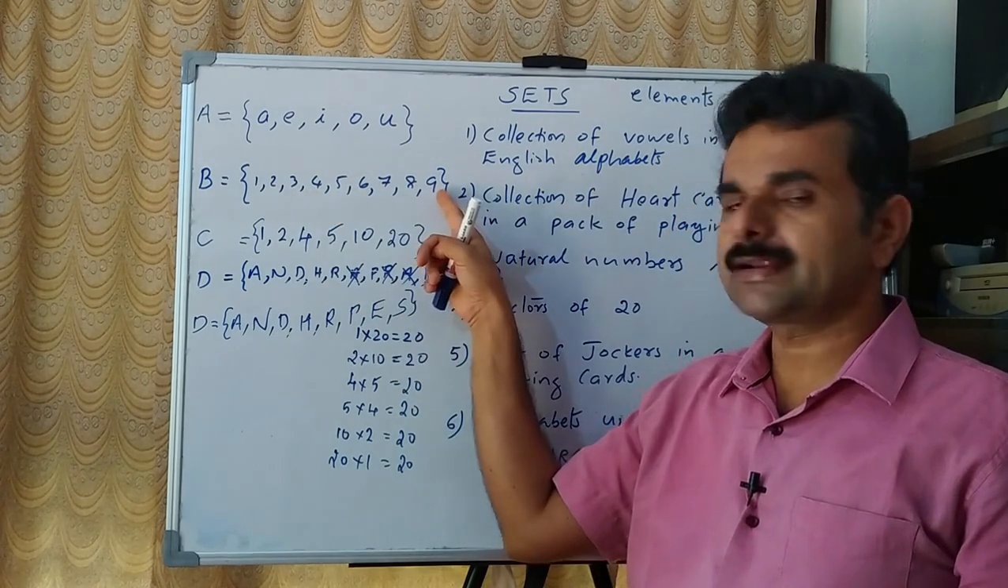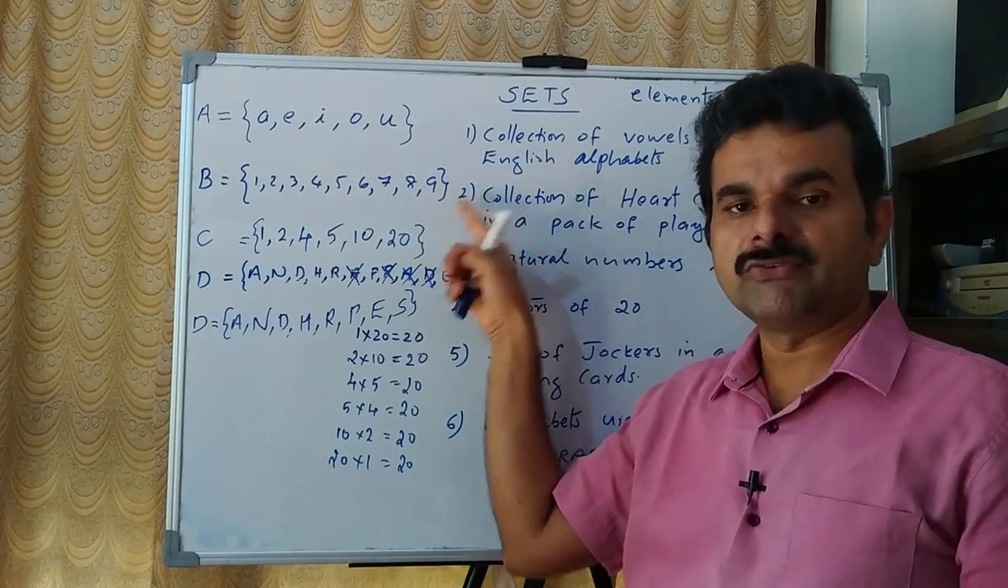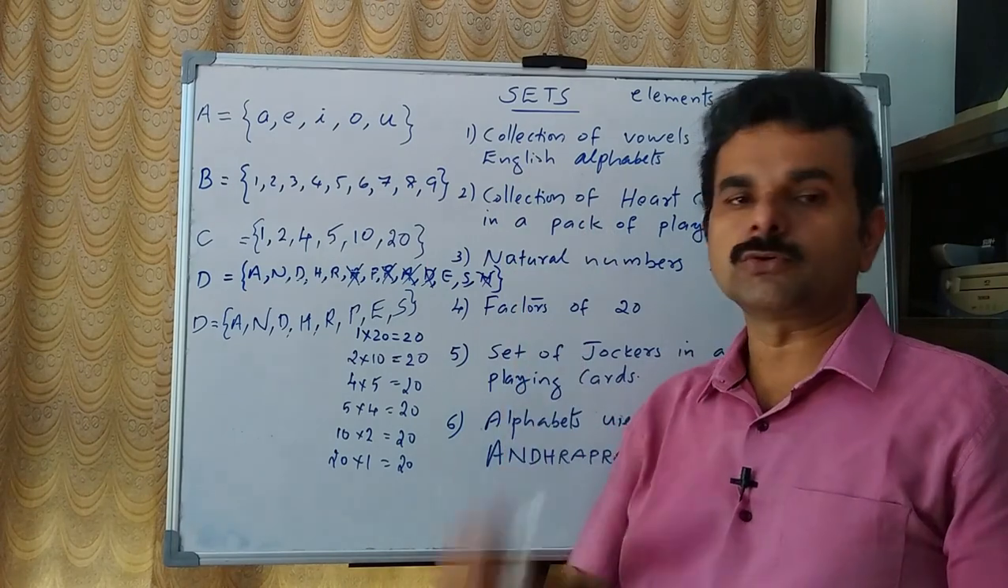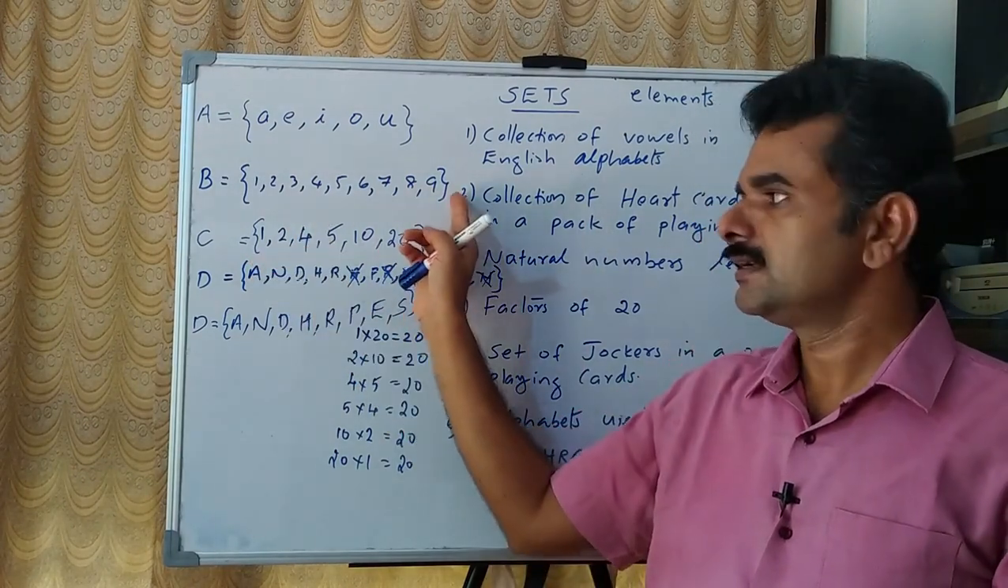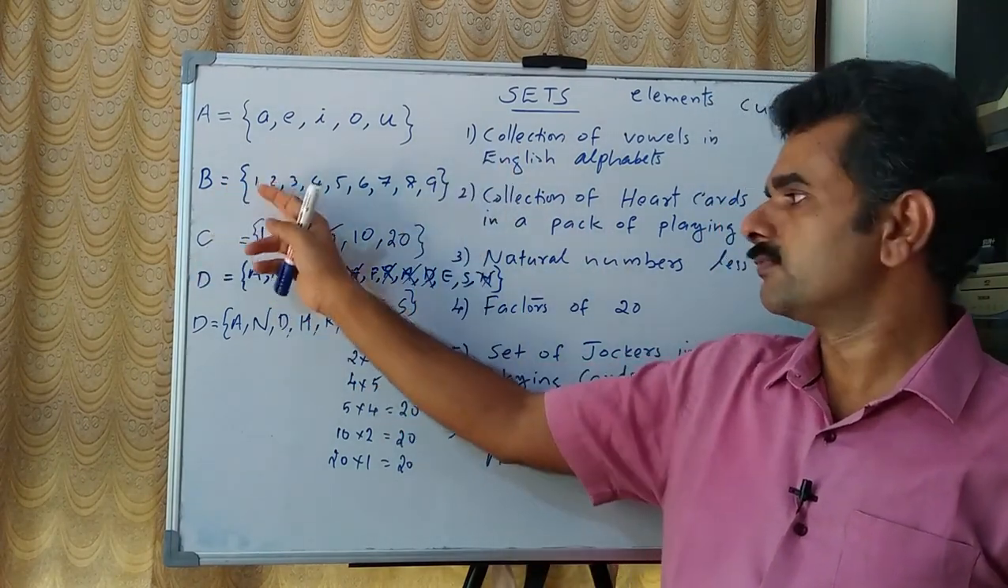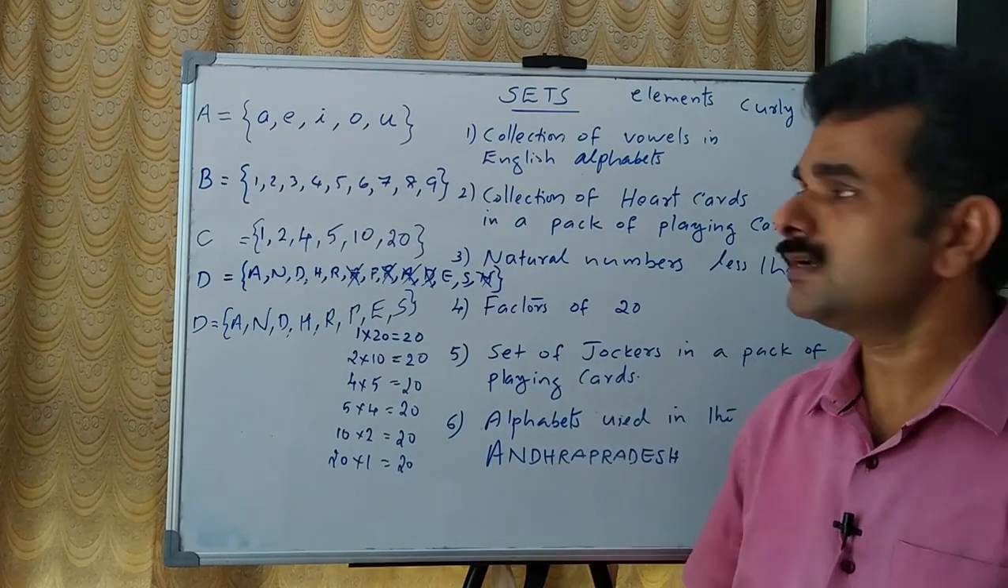We have no doubt that here we cannot write 10, and we cannot write 15, because what? 15 is not included in this group. So it is very clearly defined and named as capital B. Therefore this B is an example for set.